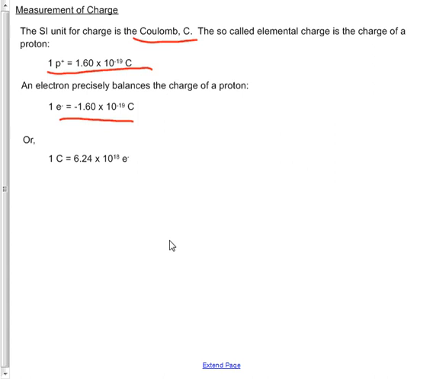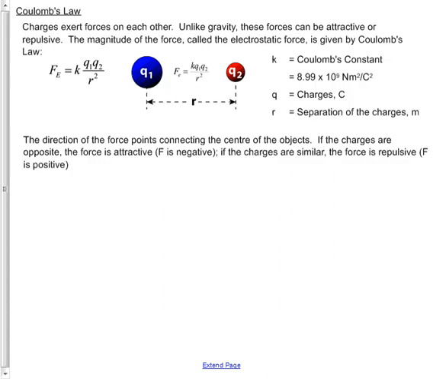And why do we care? Of course, because we know that things that have charge can exert forces on each other. The way we're going to talk about this is something called Coulomb's law, named after the same person, Charles de Coulomb. Anyways, he discovered, or certainly played with, the idea that charges exert forces on each other.